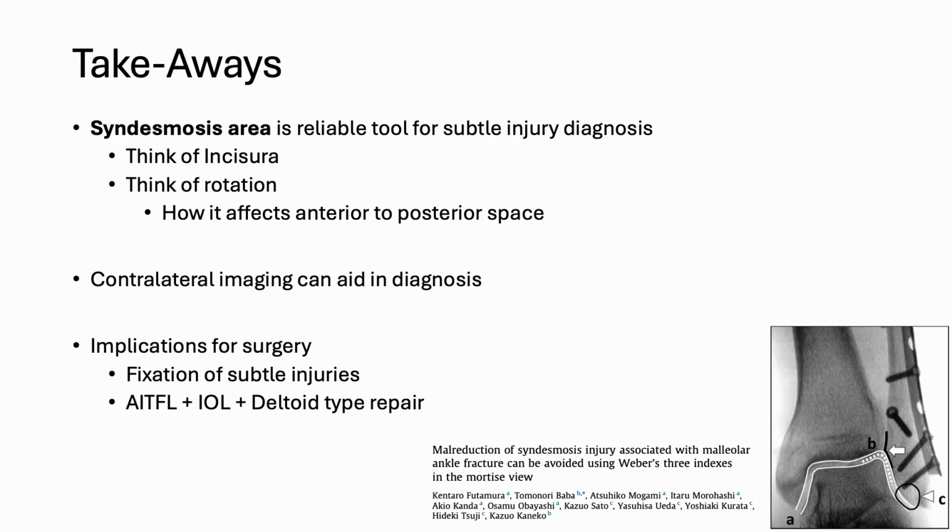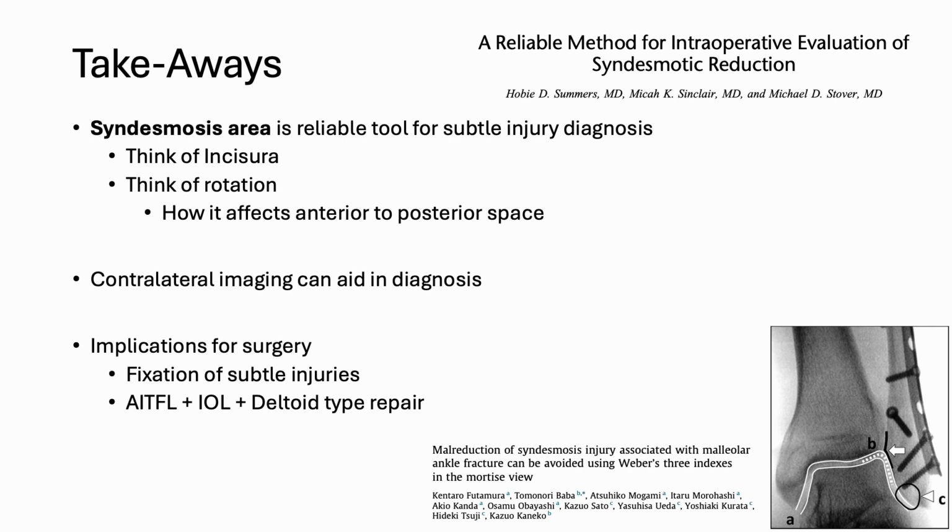This is a paper out of Injury. I talk about this on my deltoid talk, but you want to have the mortise be clear on the lateral. You want to have a Mercedes-Benz sign at the syndesmosis, and then you want to have the dime sign that we know about. If you get those three things correct intraoperatively on your fluoroscopy, you're likely going to have a good reduction.